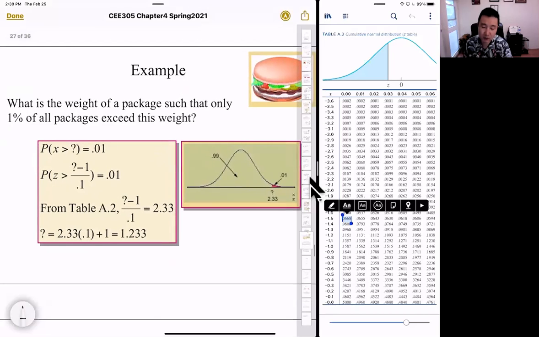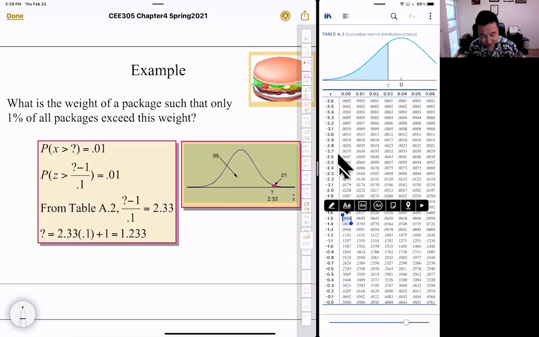So next part of the question is working backwards. What is the weight of package such that only 1% of all packages exceed this weight? So we know the probability. Only 1% exceed that weight, so that's the 99th percentile. Then asking for the x value.